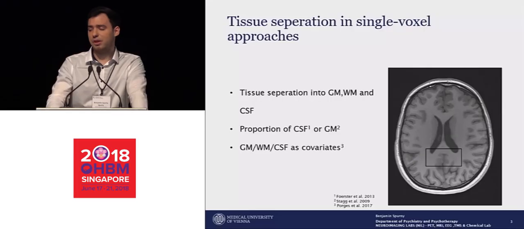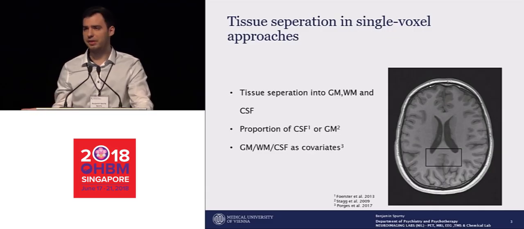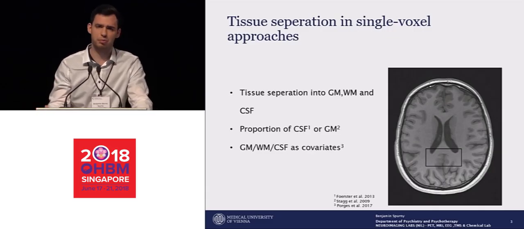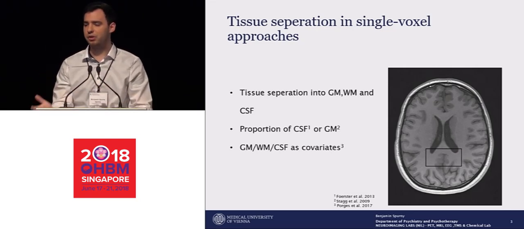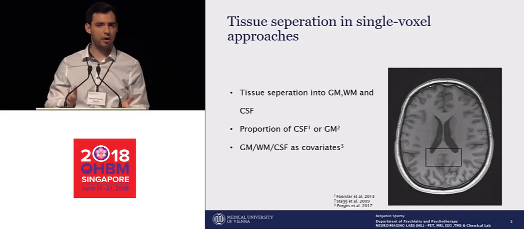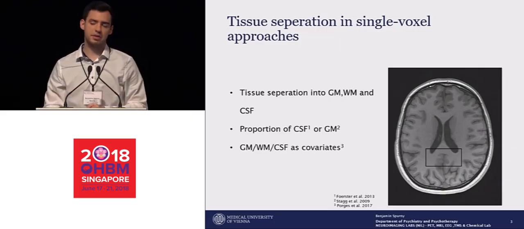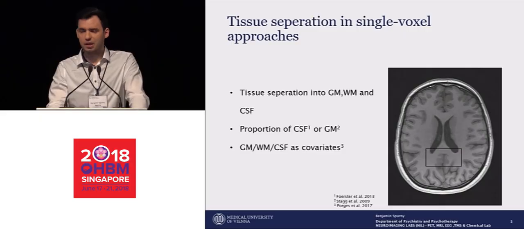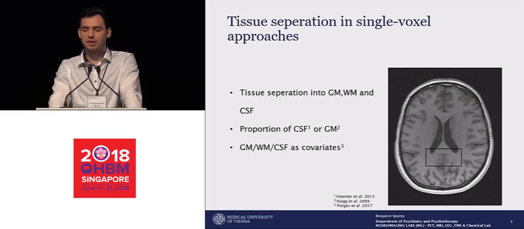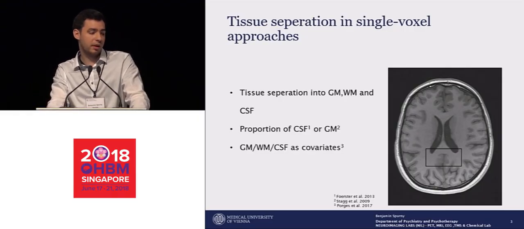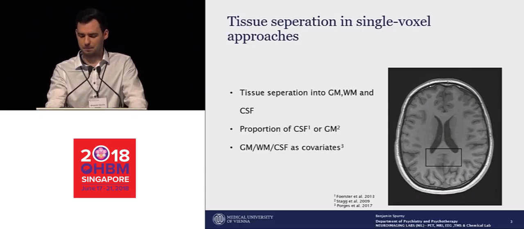So what can we do, especially for single voxel approaches? Usually a segmentation into gray matter, white matter, and CSF is performed. Then you either take the proportion of CSF and subtract it for your analysis, but here you would neglect the different concentrations in gray matter and white matter, or you just take the proportion of gray matter for your analysis, but here you would neglect the concentrations in white matter. In more complex models, you can also use all the different tissue compositions as covariates in your final model.